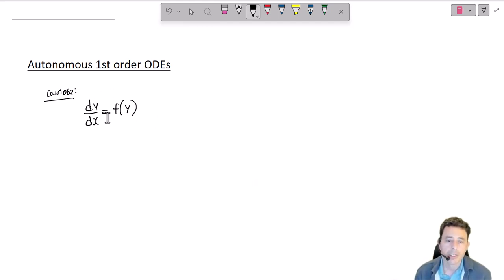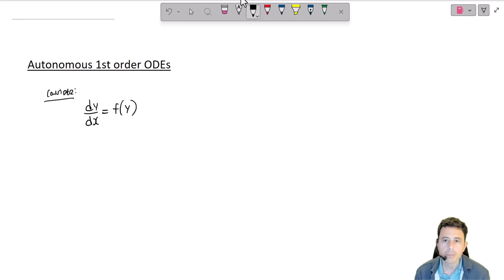Now, this particular example, if you notice, the right-hand side doesn't have any x. It's just an expression that has y. That's why I wrote f of y, because it should be an expression that has only y. Well, if that's the case, it means that it doesn't matter what x is. The derivative stays the same for that particular y.